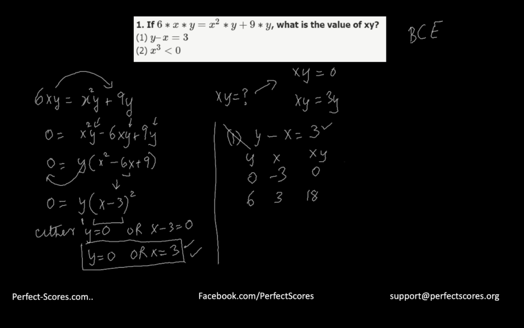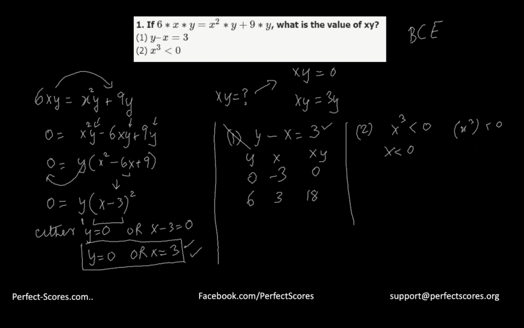Now we'll go to the second statement. So the second statement says x cube is actually less than 0. Okay, now if x cube is actually less than 0, what can I make out of it? Something that I can make out of it is that x is less than 0, because if the cube of a number is less than 0, that means the number has to be less than 0, right? So that is something which is a common practice.